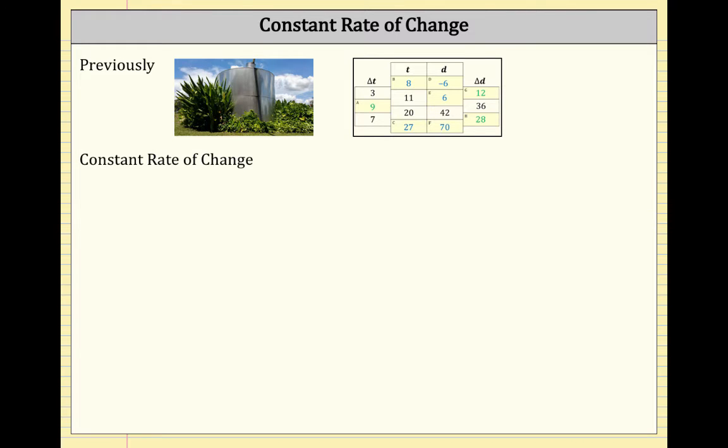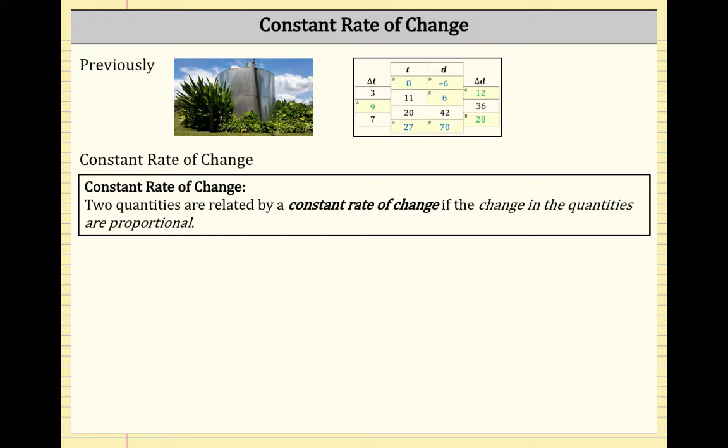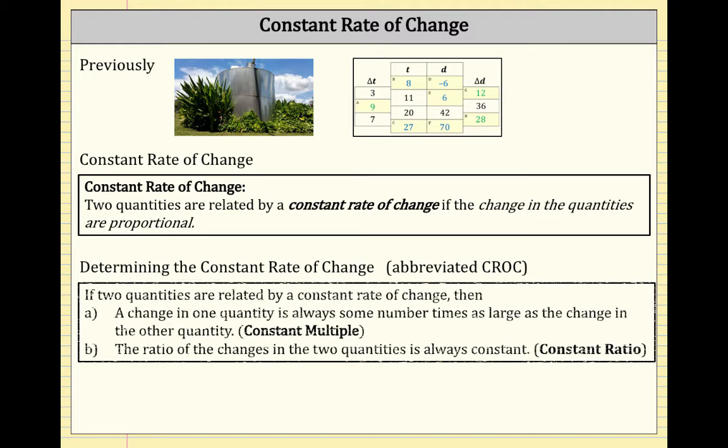So again, to recap, two quantities are related by a constant rate of change if the changes in the quantities are proportional. To determine the constant rate of change, and in this lesson this will be abbreviated CROC: if two quantities are related by a constant rate of change, then a change in one quantity is always some number times as large as the change in another quantity, and this is using that constant multiple perspective of proportionality. Or the ratio of the changes in the two quantities is always constant, which is that constant ratio perspective of proportionality. When using the constant rate of change, the third perspective of proportionality, which is scaling, is normally not used, so we will not focus on it in this lesson.